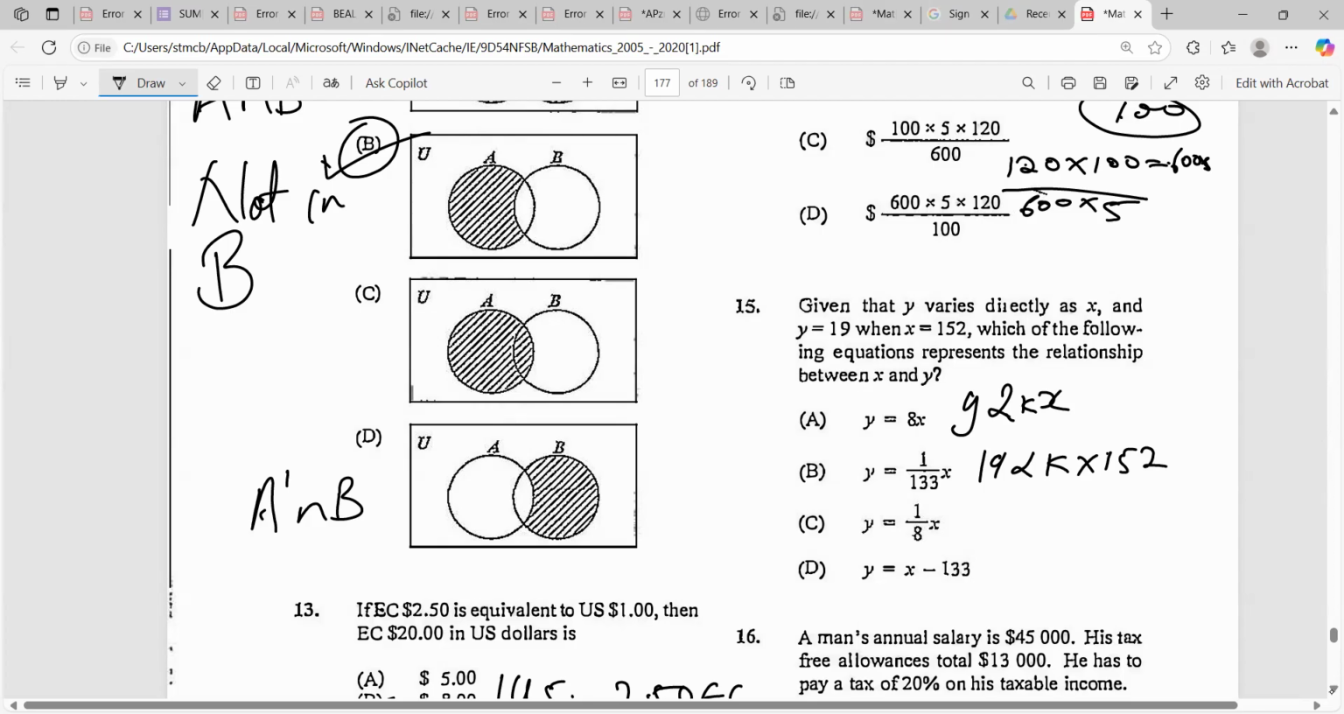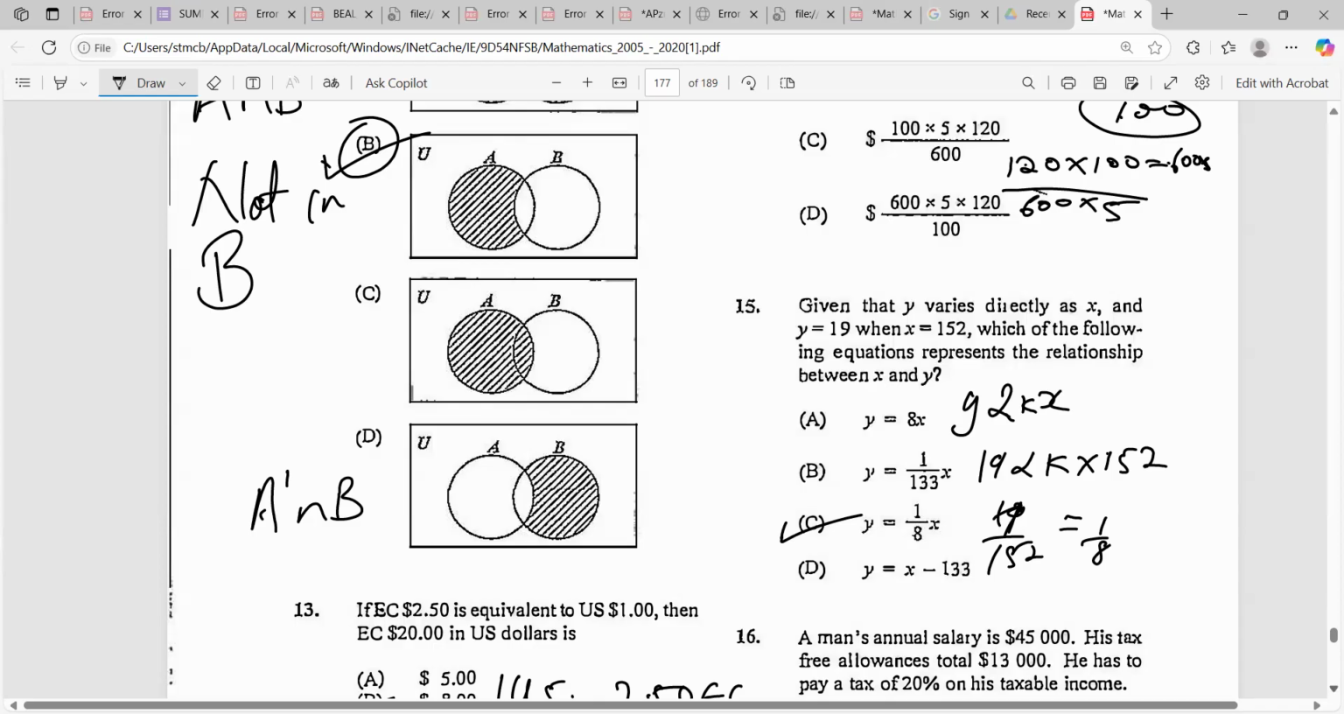Oh, then this one, how would I get x? So that would be 19 over 152. That would be x. And this goes 8 times, so 1 8. All right, this will be correct because if you try to find y, it'll be 1 8 times x, right?